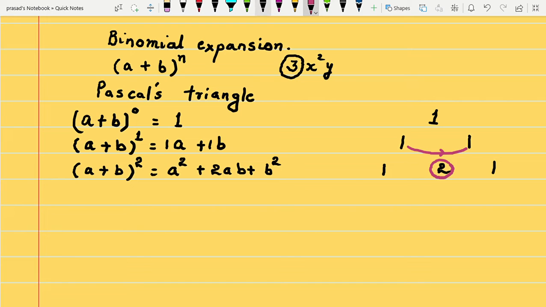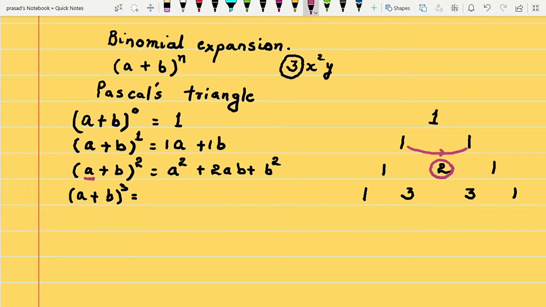So if I continue like this, the next row will be 1, 3, 3, 1. And these are the coefficients in the expansion of a plus b the whole cube. Now how to write this expansion? Now see, some generalization I can make here. Now in this bracket, the first term is a. So when I expand, first term becomes a square. So the first term in the bracket gets the full power.